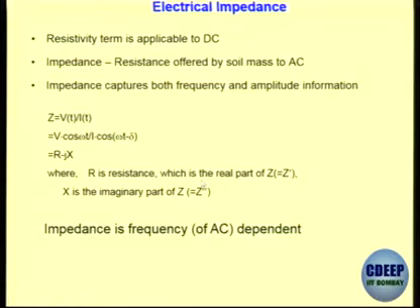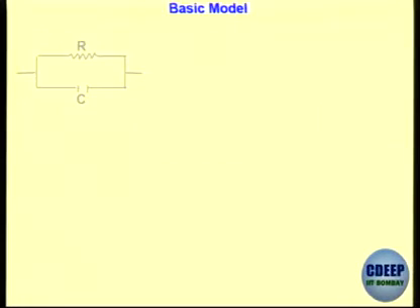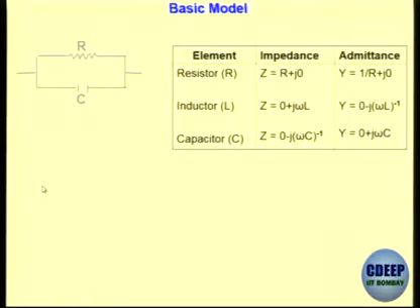You must have done your mathematics course, real imaginary components of any algebraic expression. So the basic model which we use is we consider only resistance and capacitance of the soil and the geomaterials. The reason is we ignore L. Most of the soils, unless they are having a lot of iron in them, will not show inductance, and hence inductance can be ignored.